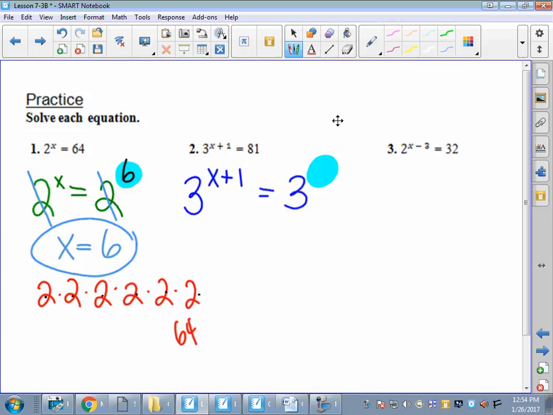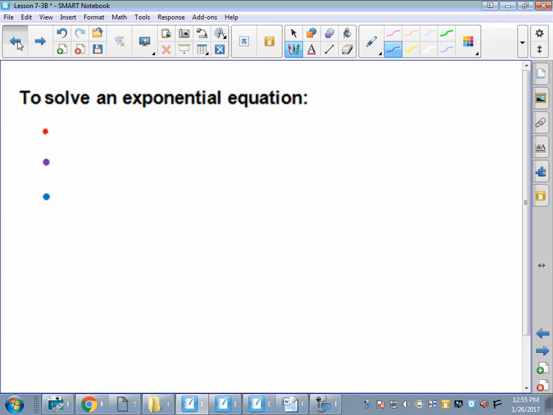So I'm going to do the same thing. 3 times 3 is 9, times another 3 is 27, times another 3 is 81. I've got myself an answer. How many 3's did I write down there to multiply? 3 to the 4th power.